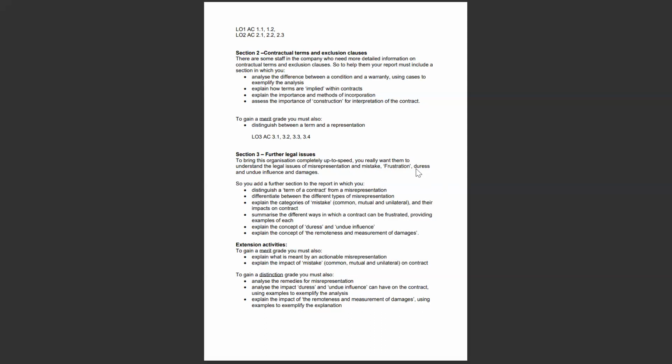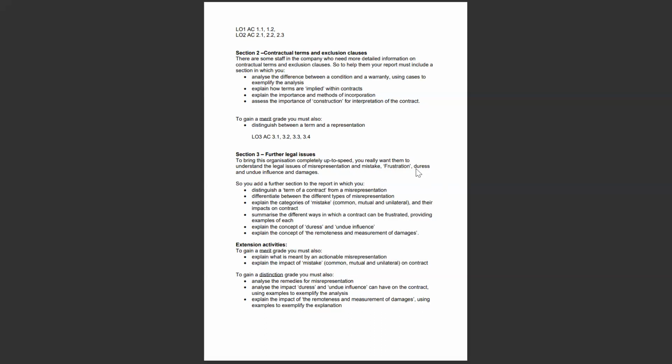You will then summarise the different ways in which a contract can be frustrated, providing examples of each, and you will explain the concept of duress and undue influence. You will also need to look at the concept of remoteness and measurement of damages.